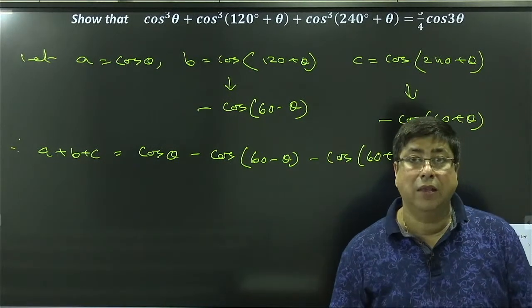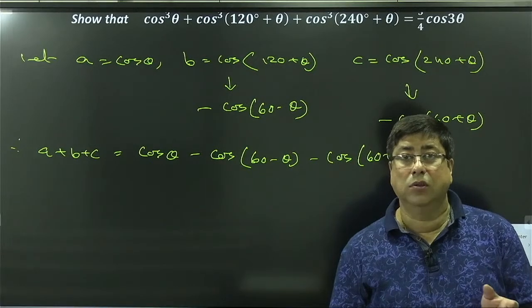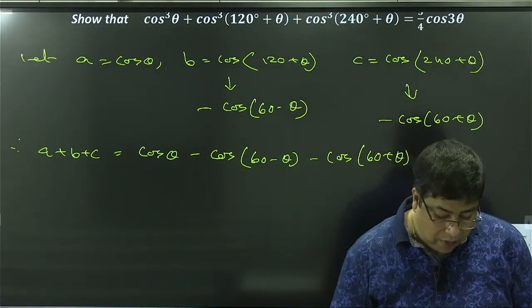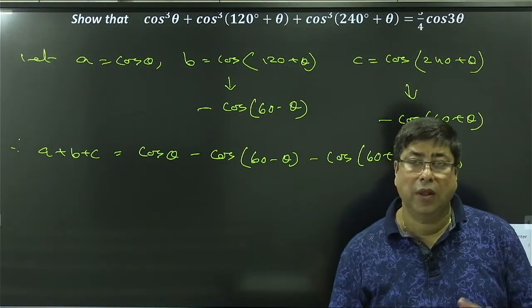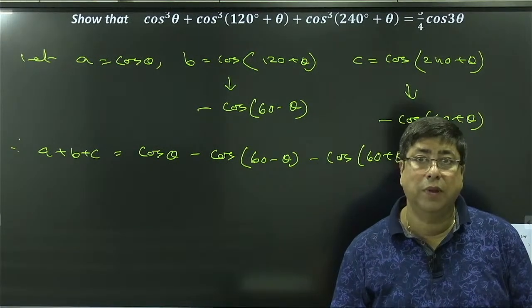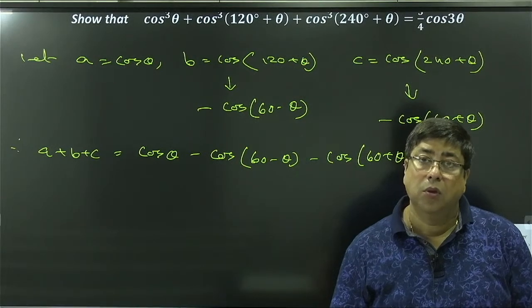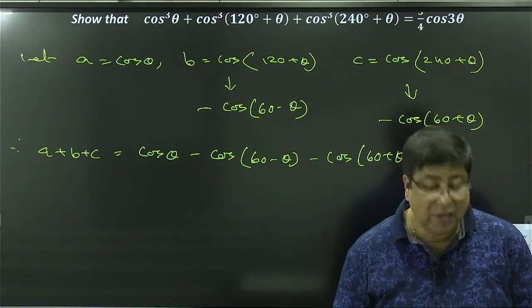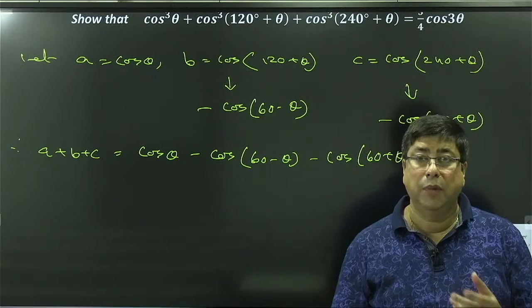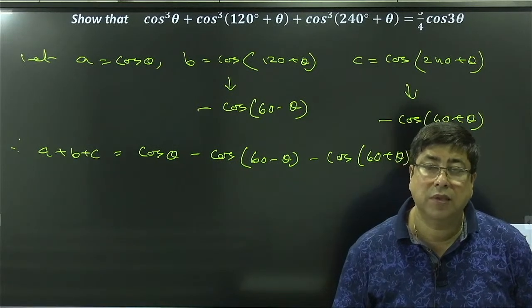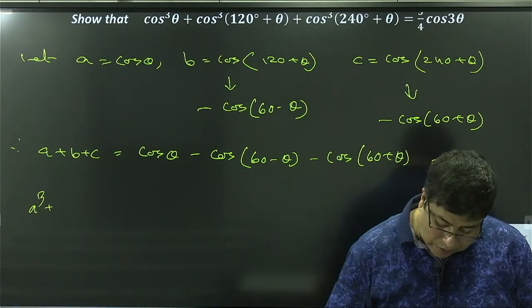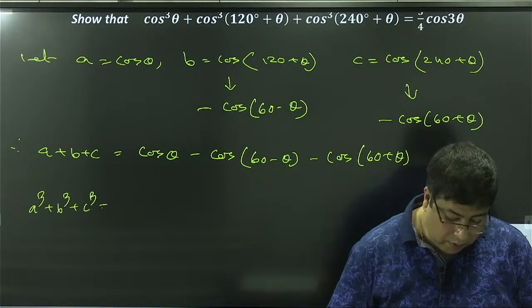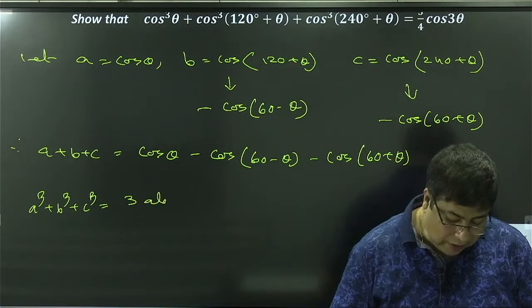If I take minus common, cos c plus cos d is 2 cos c plus d by 2 into cos c minus d by 2, accordingly we will see that it is coming to be 0. So we are seeing that it is coming to be 0. Same thing will happen. a cube plus b cube plus c cube minus 3abc is equal to 0. Therefore a cube plus b cube plus c cube equal to 3abc.